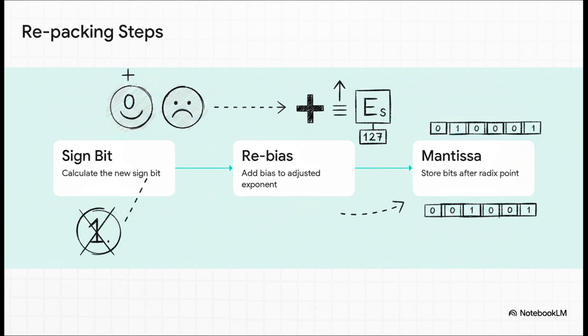Once your binary number is fully normalized, you execute step 4, repacking. First, you determine your final sign bit, 0 if it's positive, 1 if it's negative. Then you take that final exponent we just bumped up, and you must rebias it by adding that constant, like 127, back into it so it's ready for storage. Finally, you take only the mantissa bits that sit after the radix point and slot them right into the final mantissa field. Remember, for standard normalized floats, that 1 to the left of the point is implied, so you don't even need to store it.